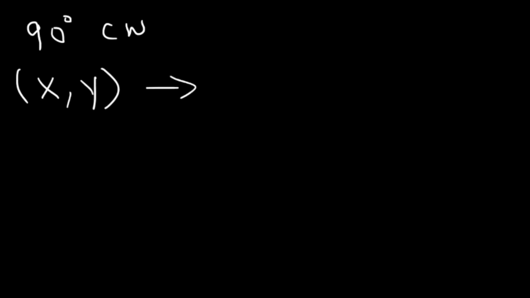Now let's say if you want to rotate it 90 degrees clockwise. And let's say the original point is in quadrant 1. It's xy. What you need to do is switch the coordinates of each point. So it's going to be y comma x. And then the new second coordinate, you need to multiply it by -1. So this is the new second coordinate.